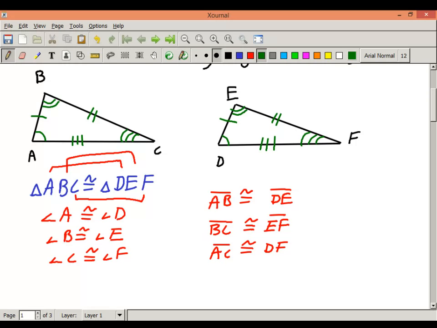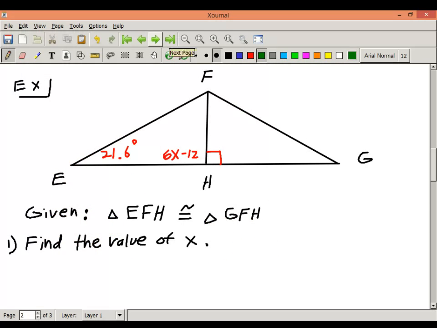Okay, let's take this information and look at an example problem. So in the figure, we have 2 things to do. First of all, you see 3 triangles there, the big triangle, triangle EFG, and then 2 inside triangles. We are given that triangle EFH, that's the one on the left, is congruent to triangle GFH, that's the one on the right. So those 2 triangles are congruent, meaning that all their corresponding sides are congruent and all their corresponding angles are congruent. So our job is to find the value of x.